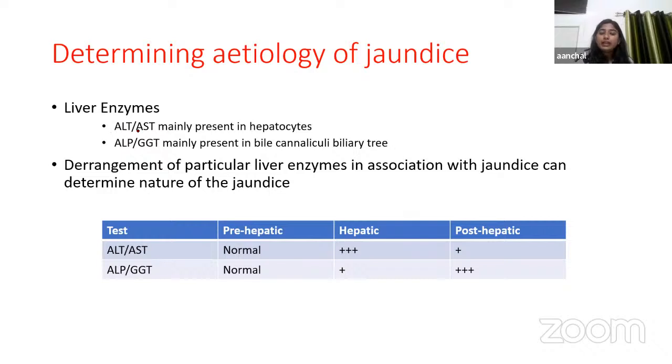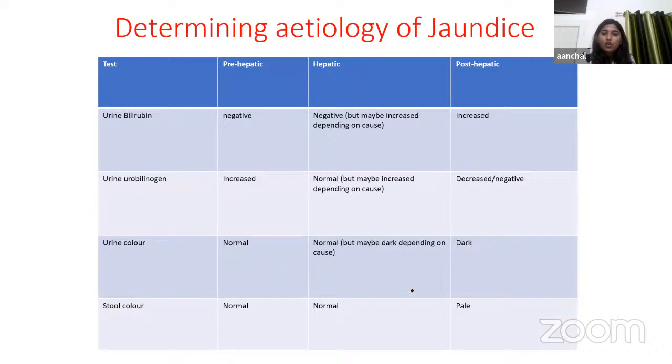So liver enzymes: ALT and AST are mainly present in hepatocytes, while ALP and GGT are mainly present in the bile canaliculi and biliary tree. So derangement of a particular liver enzyme in association with jaundice can determine the nature of the jaundice. As we can see, in prehepatic, the levels of all these liver enzymes will be normal. In hepatic, the ALT will be increased with a slight increase in ALP, whereas in post-hepatic, there is a slight increase in ALT, whereas ALP will be severely increased. All these things we have already discussed.